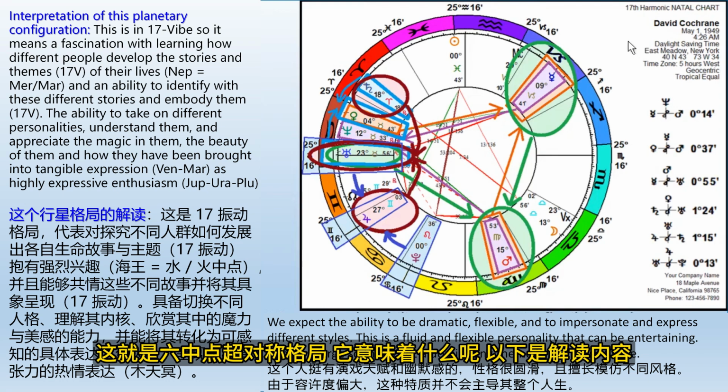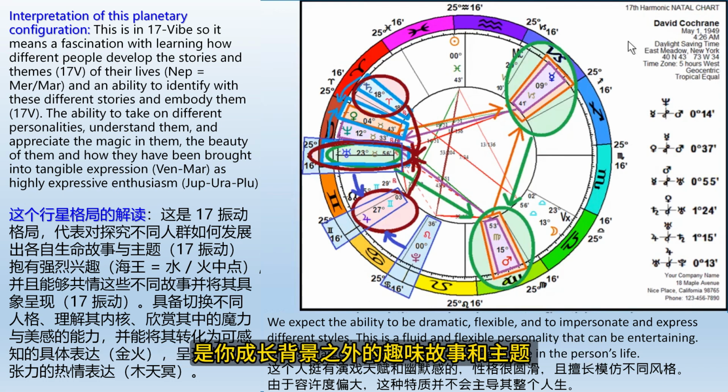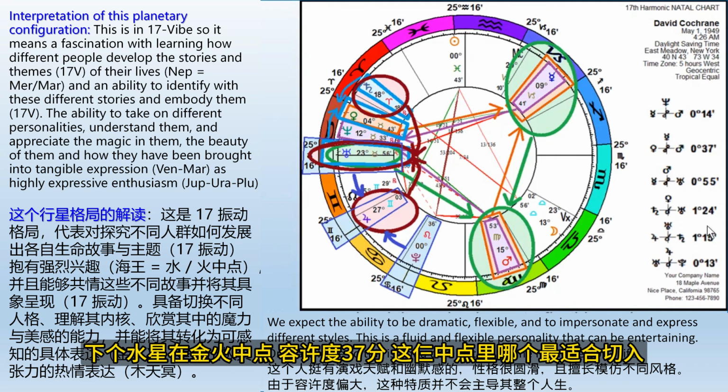What does it mean? So here's the interpretation. This is in 17 so it has to do with stories of other people. Interest in stories of other people. Interest in stories outside of the stories and the themes that you grew up with. And let's start off with one of the strongest midpoint structures. We have Neptune at Mercury, Mars midpoint 14 minutes. Jupiter is at Uranus, Pluto midpoint 13 minutes. And next one is Mercury at Venus, Mars 37 minutes.